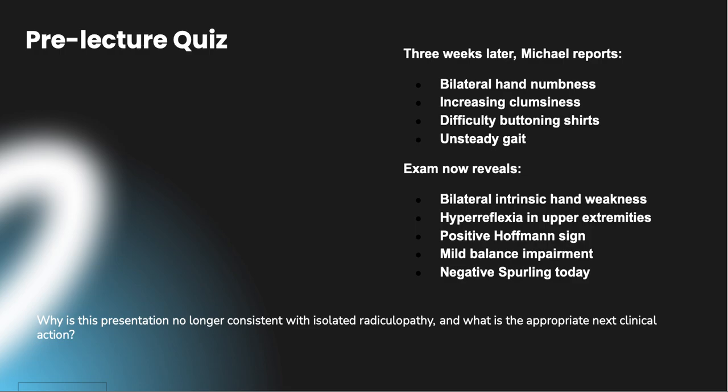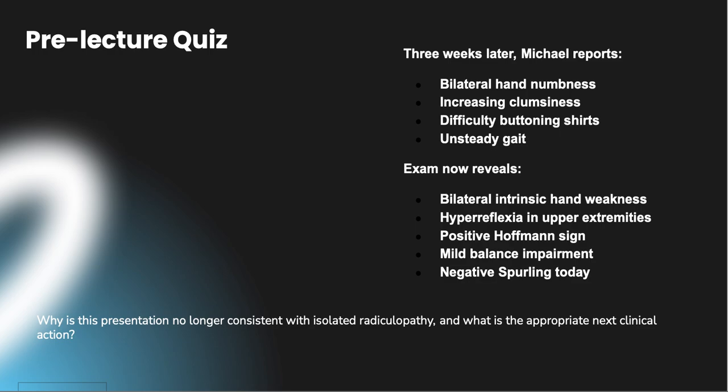A final question for you. Why is this presentation no longer consistent with isolated radiculopathy, and what is the appropriate next clinical action? The presentation is most consistent with cervical myelopathy, not isolated radiculopathy. Urgent referral is indicated. Radiculopathy is typically unilateral and localized to a single nerve root pattern.